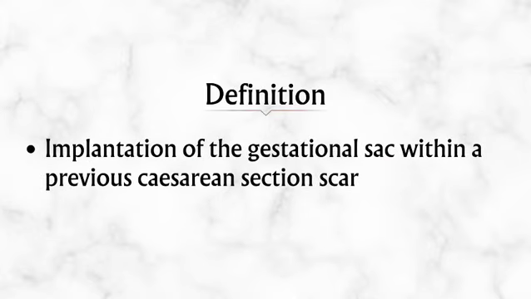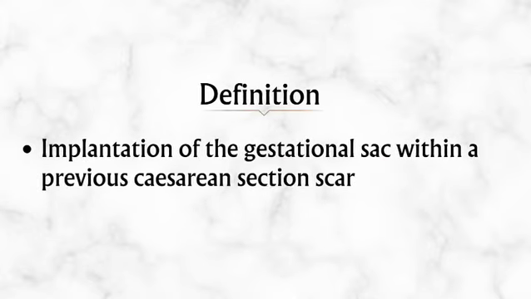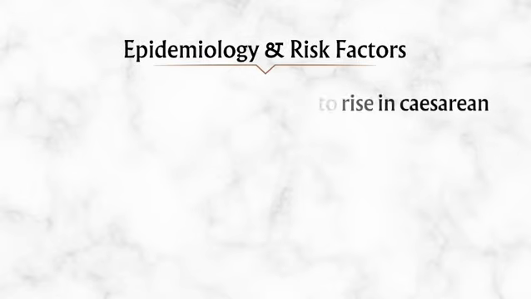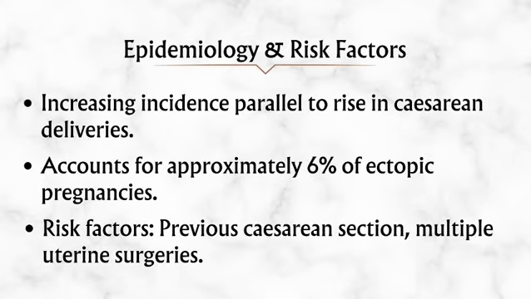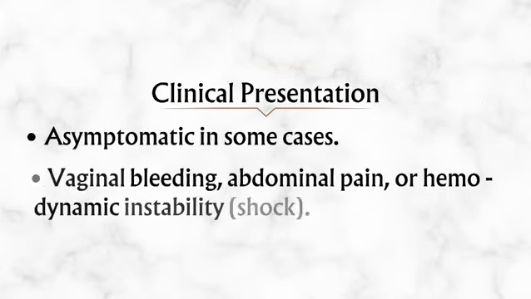Caesarean scar pregnancy by definition is implantation of the gestational sac within a previous caesarean section scar. The increasing incidence of caesarean scar pregnancy parallels the rise in caesarean deliveries. It accounts for approximately 6% of ectopic pregnancies.